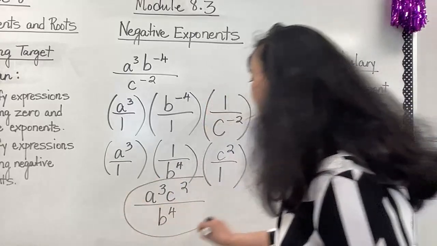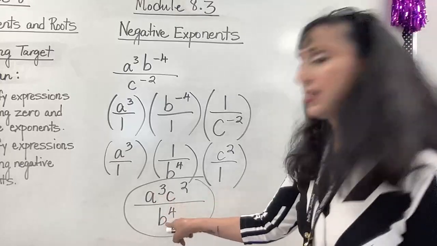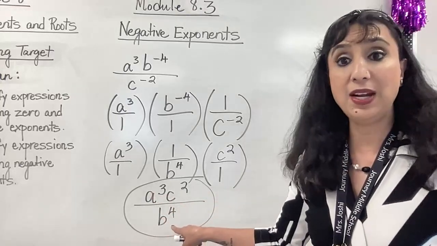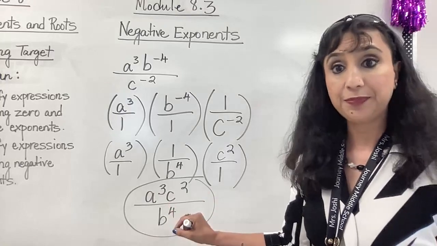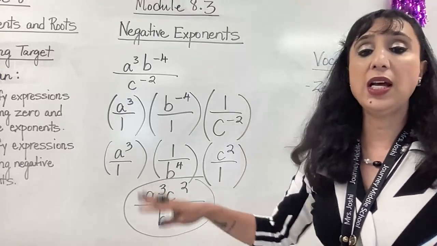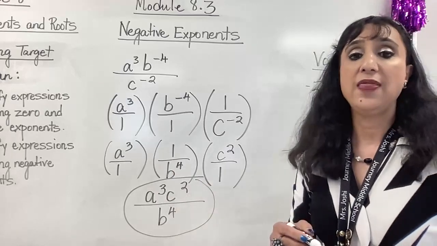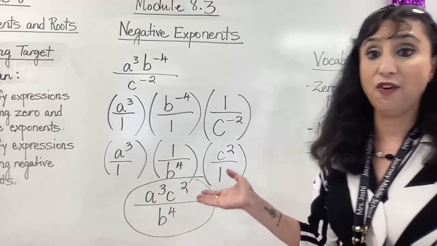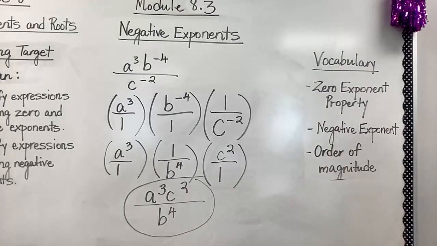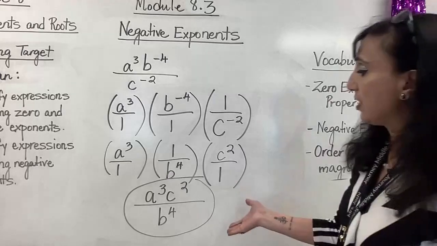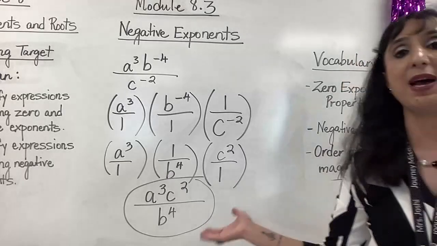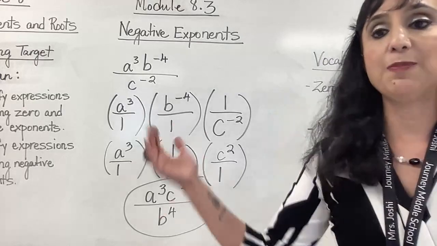So now look, we have each base written only once. All the exponents over here are in the positive form. We don't have anything negative. We cannot have any negative exponent. We can only have positive exponents. And so this is my simplest form of this problem.